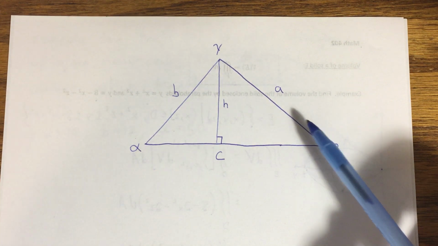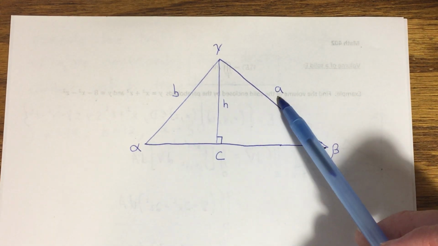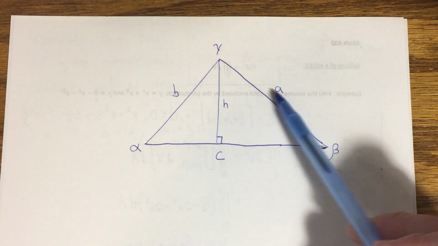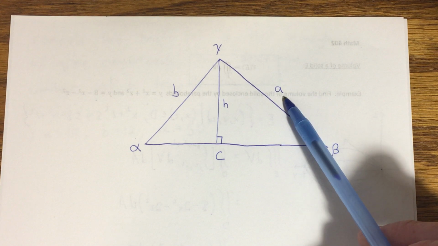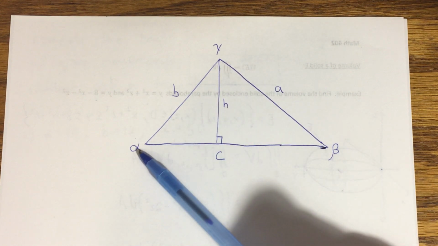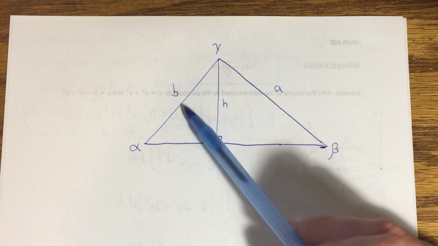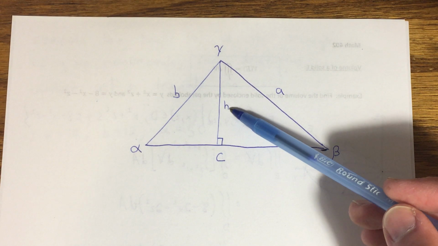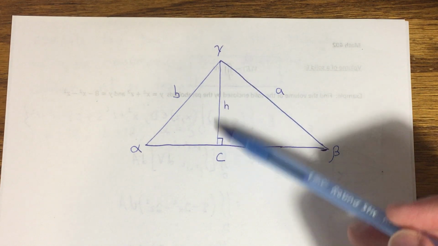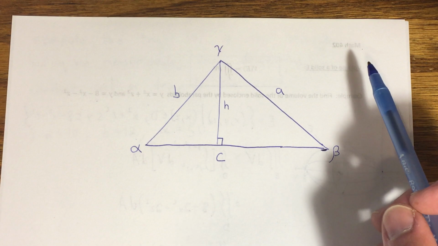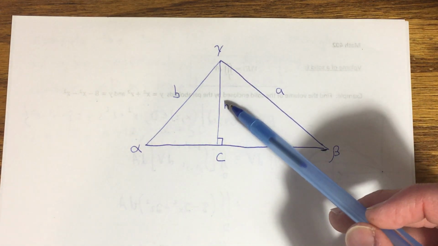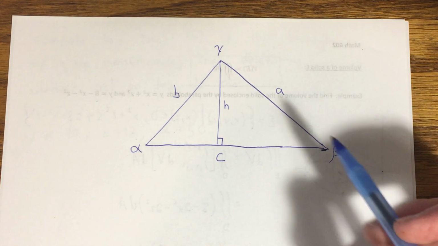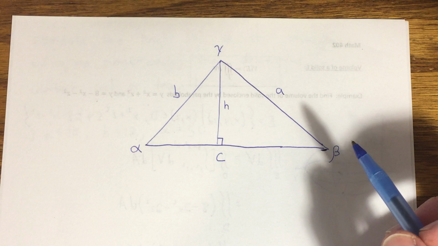And you'll see alpha will be opposite side A. So letters that correspond to the same thing in different alphabets, Greek and English, will be opposites. Alpha is opposite A, beta is opposite B, gamma is opposite C. I've also labeled this length here H. That's the altitude or height of this triangle, and that's kind of what we're focusing on in the support class today, is H.